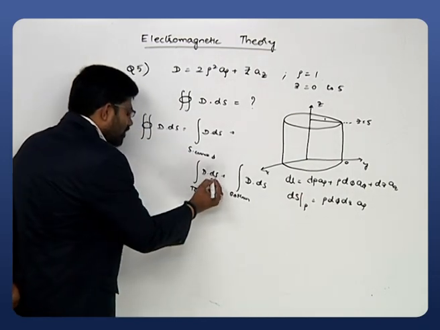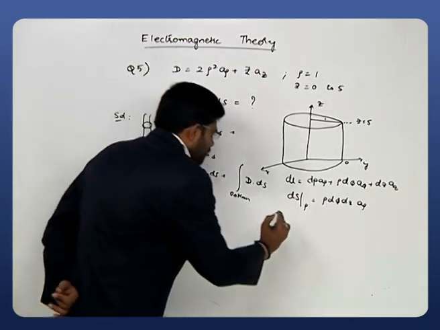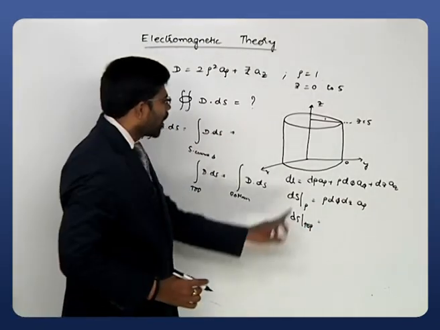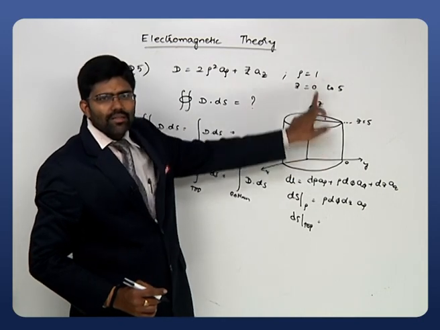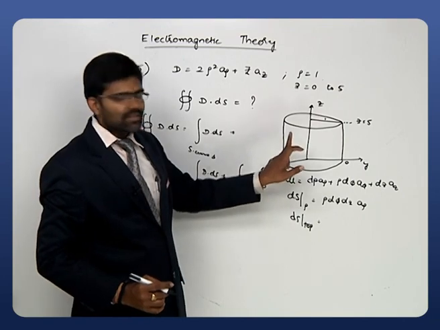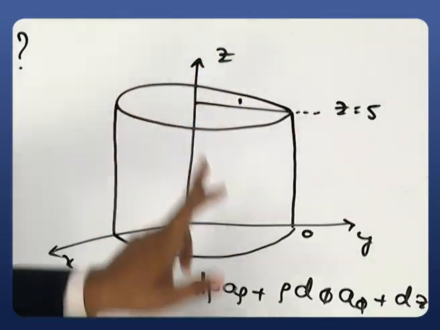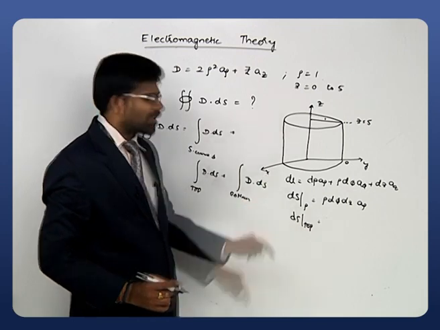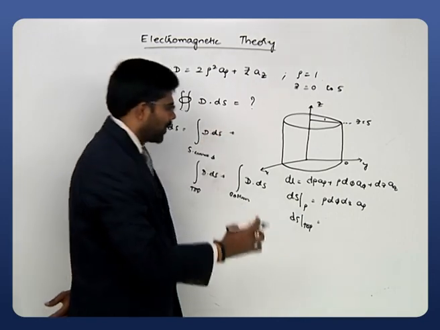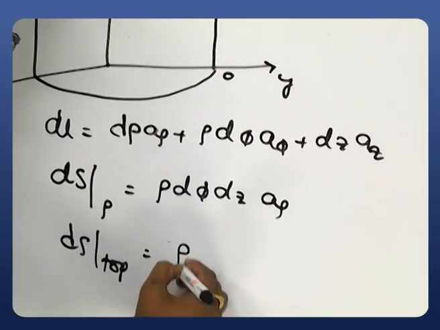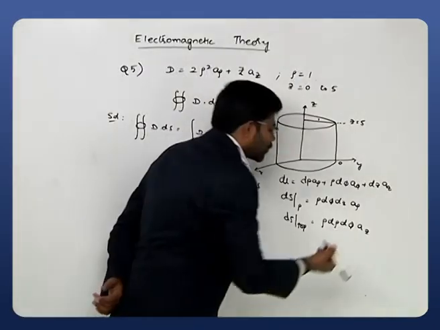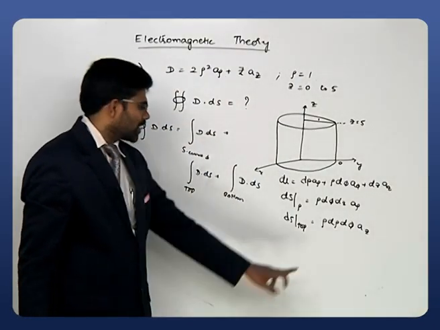Next, the differential surface for top we require. For the top, just observe the direction. If you are taking the top surface, the direction is always in positive z direction. Since the direction is always in positive z direction, consider differential surface in positive z direction. That is, close this term and the components of the remaining two will be multiplied. Then if you multiply these two components, it becomes rho d rho d phi in the direction of positive z. That is, a z is the positive z direction.